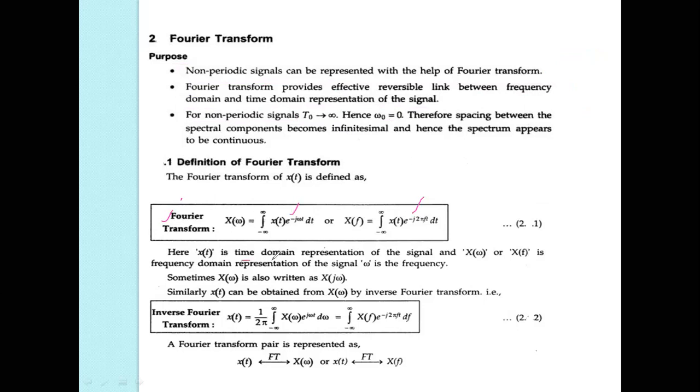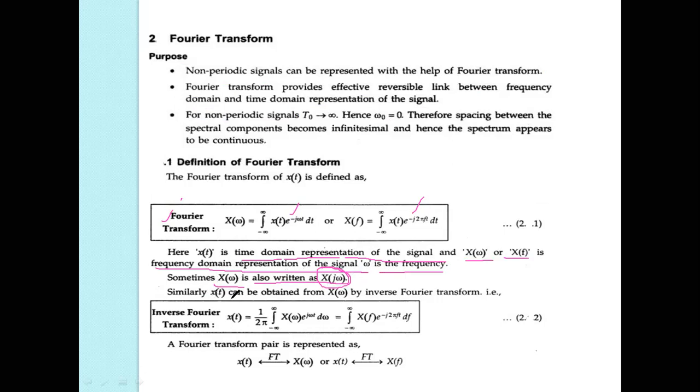Here x of t is the time domain representation of the signal, and X of omega is the frequency domain representation of the signal with the frequency omega. Sometimes X of omega is also written as X of j omega. Why that is, we will get after the Laplace transformation.